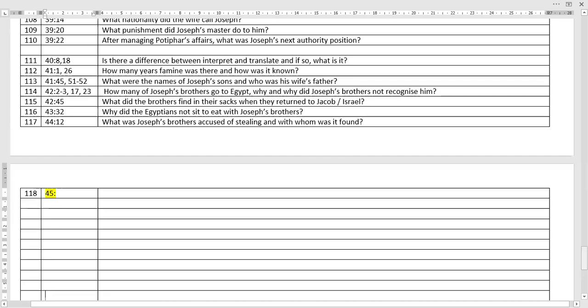Chapter 43. Why did the Egyptians not sit to eat with Joseph's brothers? Because it's an abomination to do that. So Joseph sat on his own because he was second in command, or had a high ranking. He didn't even sit with other Egyptians because it's an abomination to do that.